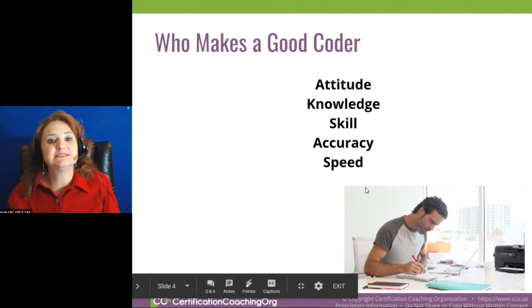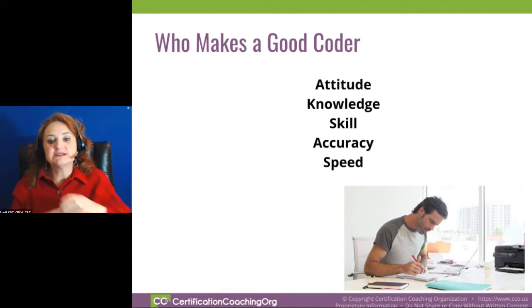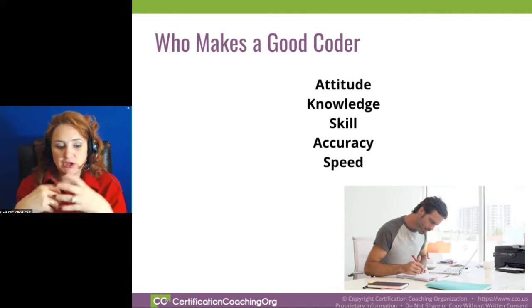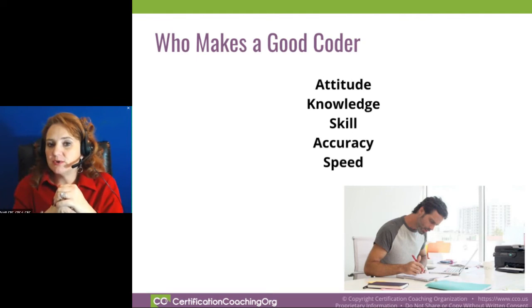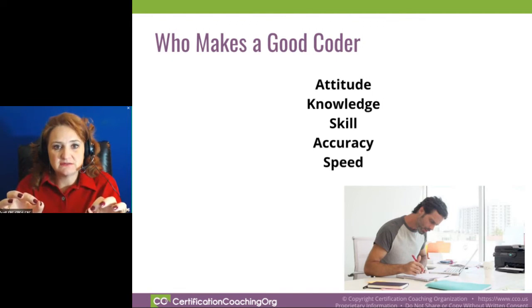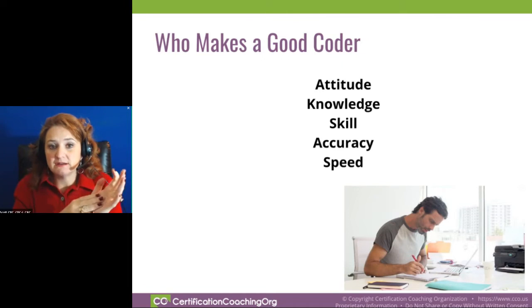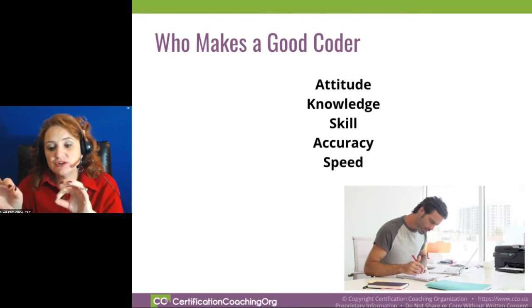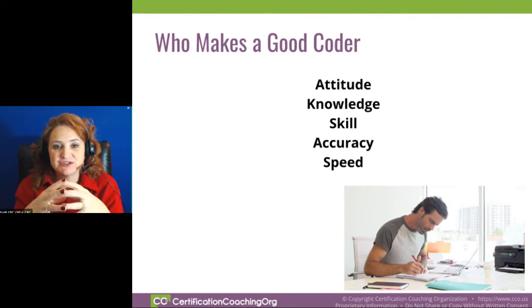Moving on, that leads us into the next topic. Who makes a good coder? Well, you'll hear people say, I think I'll make a good coder because I'm really good with attention to detail. Right? That's great. That would be a good attribute for a coder. But if you don't have good attention to detail, maybe that's not one of your skill sets, do you still make a good coder?